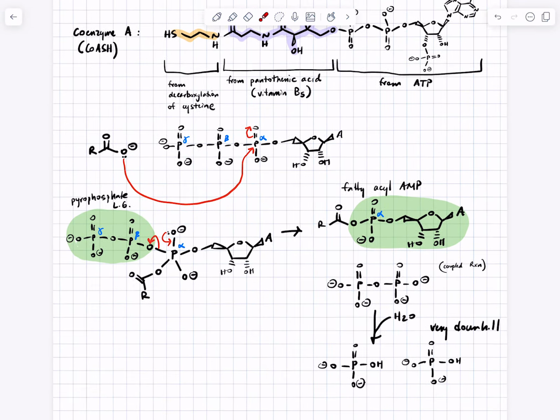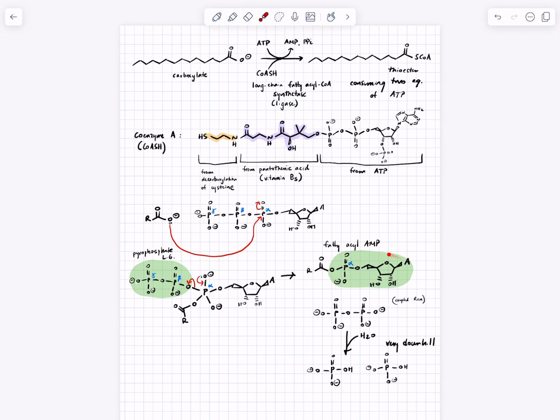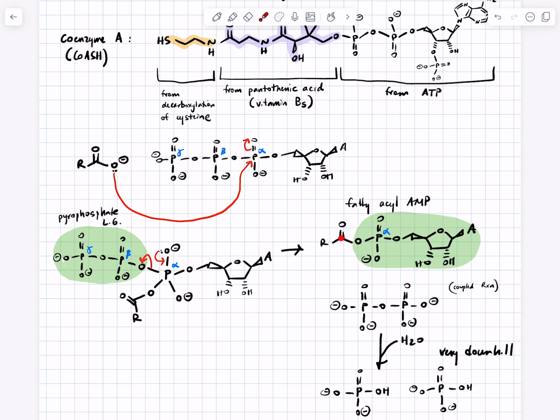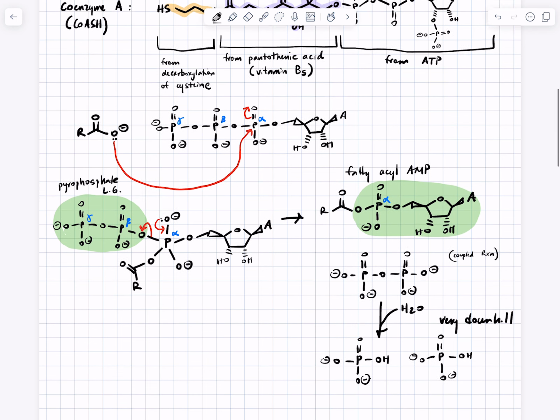So at this stage, we're not done yet. This intermediate is still bound to the enzyme, but now the carboxylate is activated with a really good leaving group, so now we're ready for coenzyme A thiol to come in and act as a nucleophile.